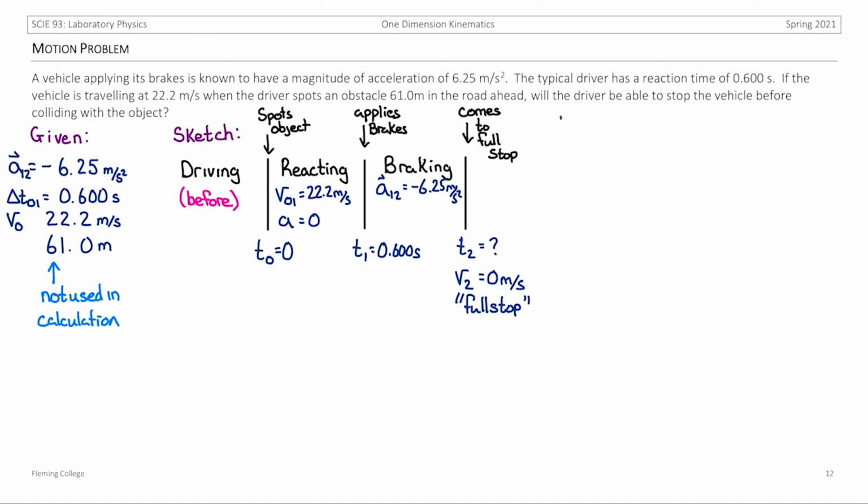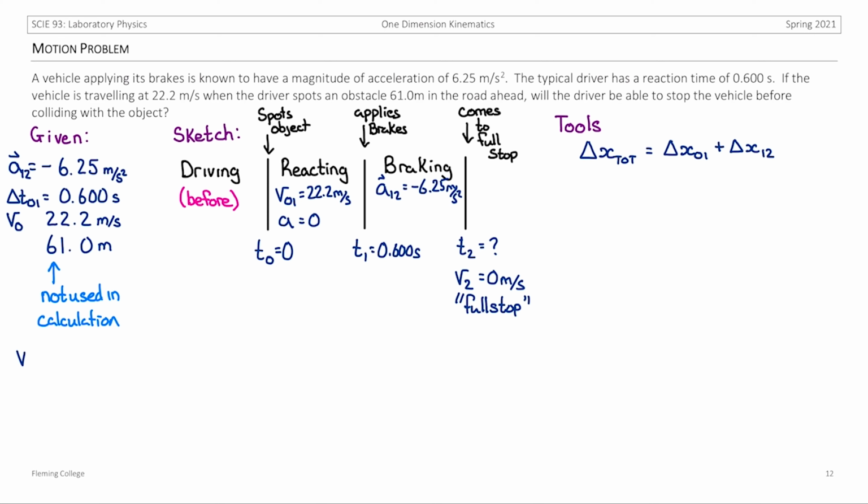I think it's time to start moving on to our tools here. Now, what we just said about time 2 is important, wherever that position is. So that position is at the end of our total displacement, and that will be the displacement covered during our reacting phase, which is from T0 to T1, and the displacement covered during our braking phase, which is from T1 to T2. And we can represent that with a simple total displacement equation, adding the two together.